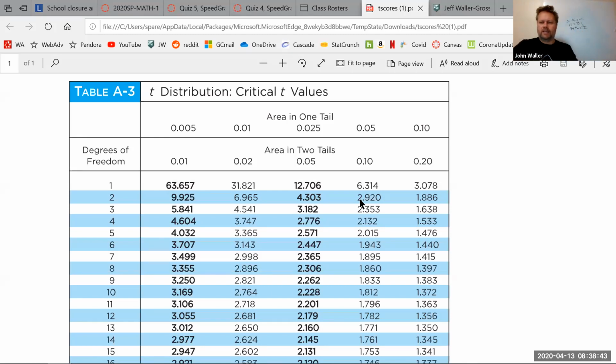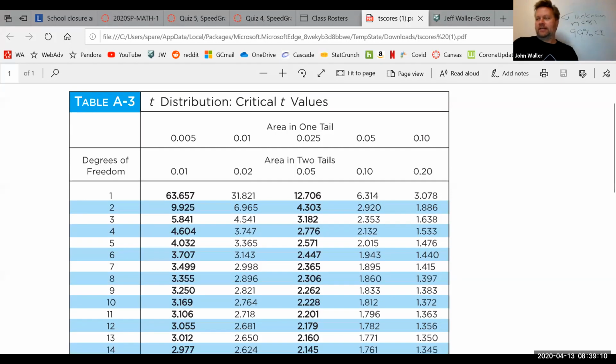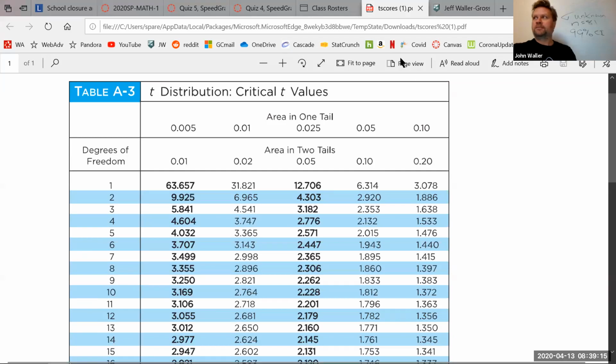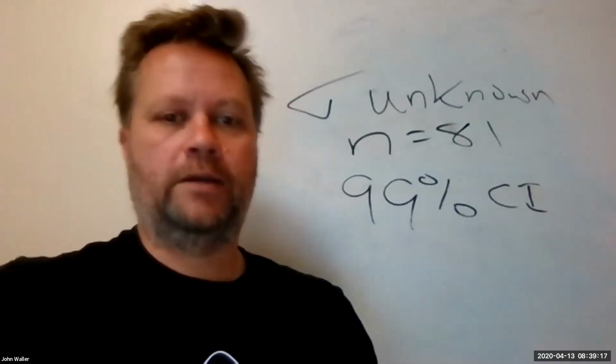You guys can't see that, can you? Sorry. Let me see. Sigma unknown. N equals 81, and I want to be 99% confident. How's that? Is that better? Still bad? I don't know how to share and do this. Damn it. All right, hold on.